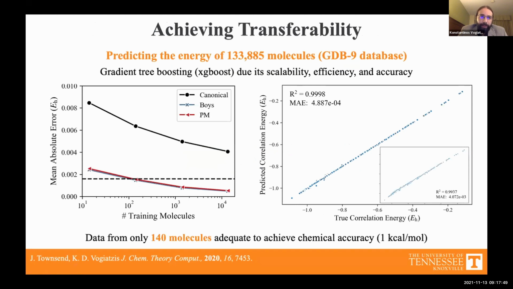A highlight from that study was that we were able to predict the energy of 133,000 organic molecules from the famous GDB9 database. We are using gradient tree boosting for this application. And as you can see here from our learning curves, with localization schemes, we're able, with only 140 molecules, which are shown here, to achieve the accuracy that we were looking for, around 1 kcal per mole.